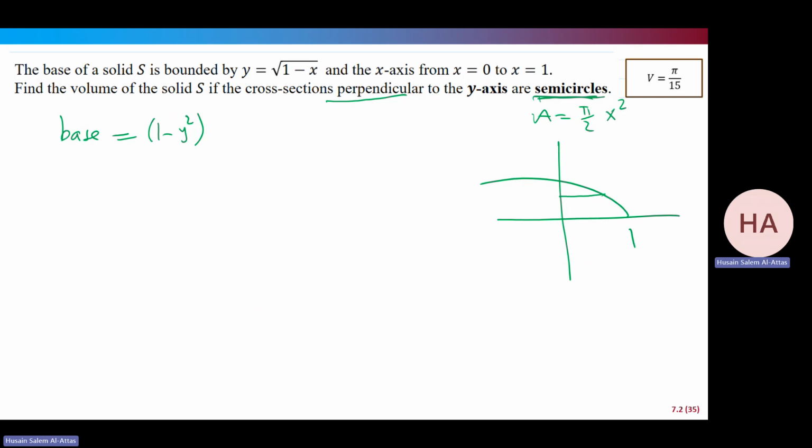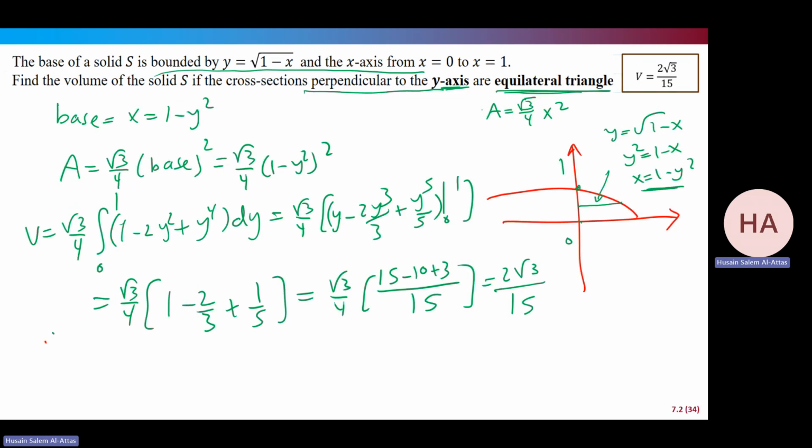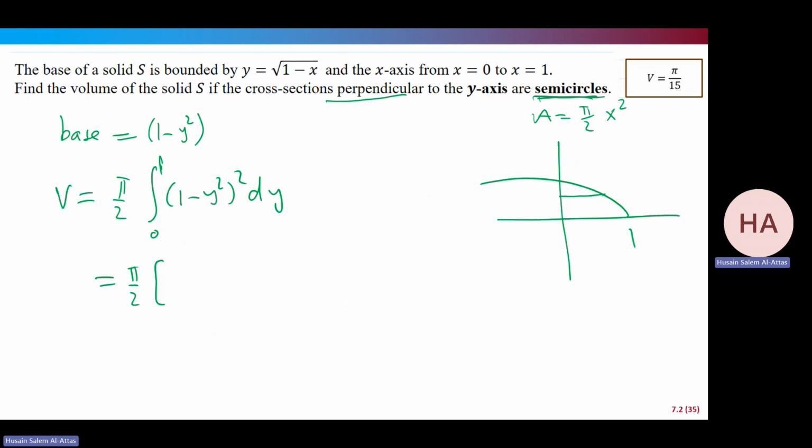This is the base. This is the x. So the volume will be pi over 2, integral from 0 to 1, the base square times dy, since it's perpendicular to the y-axis. Let me do the calculation again. That will be y minus 2y cubed over 3 from 0 to 1.